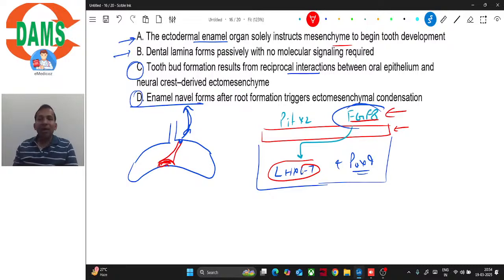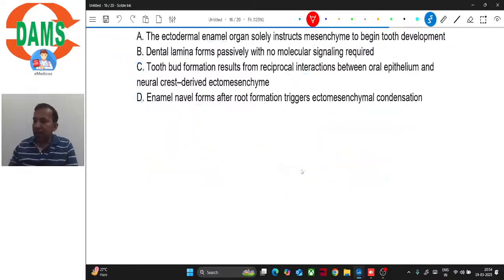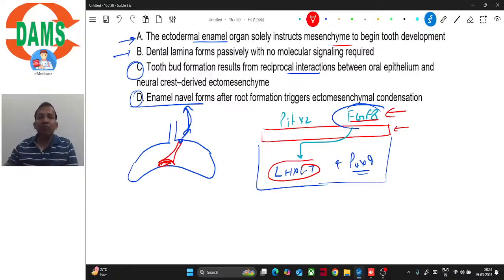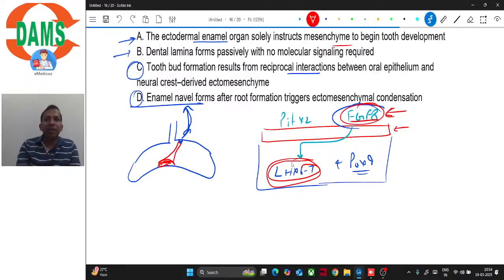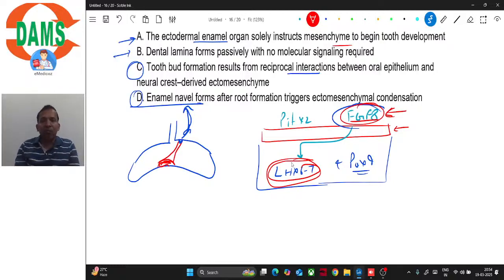So there is an interaction between ectomesenchyme and the epithelium, right? And that is how the tooth bud forms. If there is an absence of FGF8, then the tooth bud will not form, because absence of FGF8 will lead to absence of LHX 6 and 7, and the tooth formation would be interrupted, or would be suspended at dental lamina stage, right? So it won't move ahead of dental lamina, right?